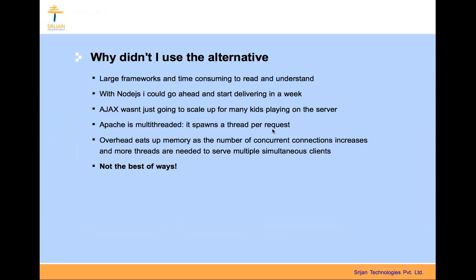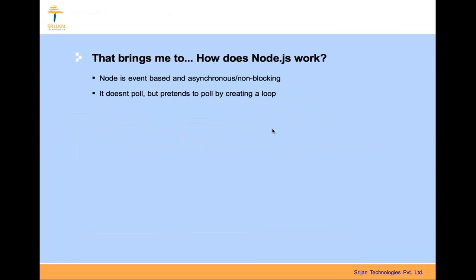That brings me to, how does Node.js work? People would really want to know what the difference is between Node.js and the other alternatives that we were using, and why we chose Node.js. So first of all, let me give you an idea. Node.js is event-based, asynchronous and non-blocking. What does all this jargon mean? Let me tell you in a moment. Of course, it doesn't poll, but pretends to poll by creating a loop. What do we understand by this?